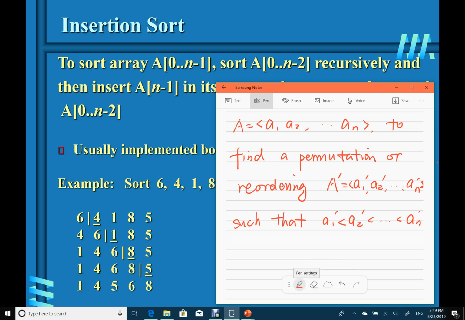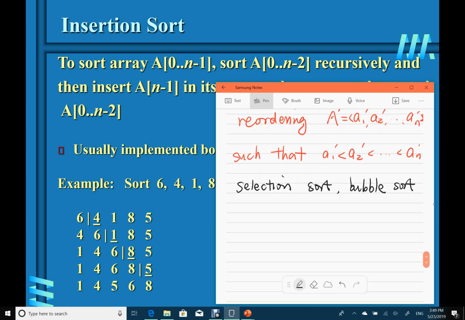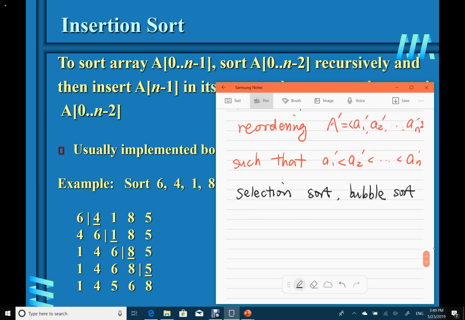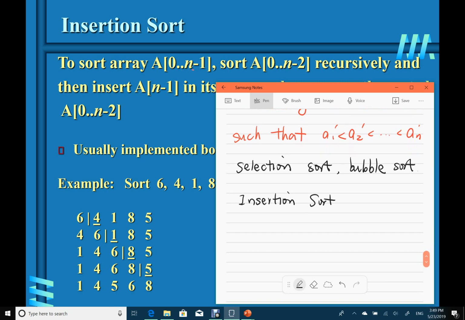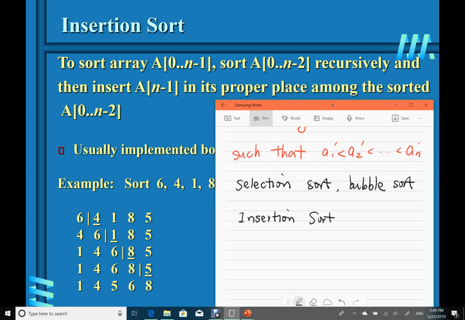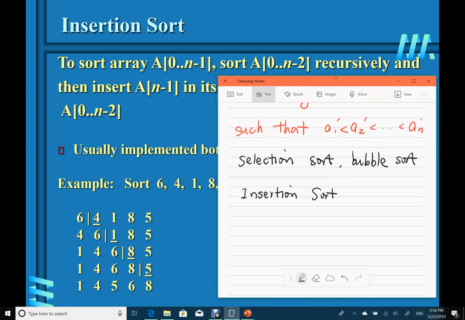And last time we talked about selection sort, bubble sort, and today we want to check insertion sort. And you will see this is exactly a decrease and conquer. To sort array A[0..n-1], we recursively sort A[0..n-2], and then insert A[n-1] in its proper place among the sorted A[0..n-2].